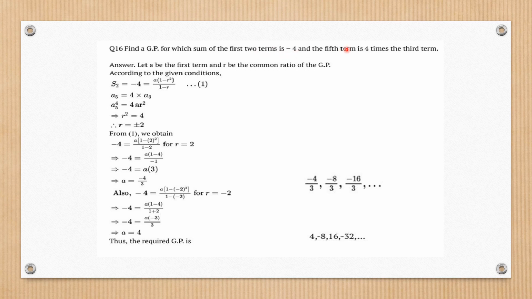Sum of the first 2 terms is minus 4, and the fifth term is 4 times the third term. The fifth term will be AR raised to the power 4, and the third term is AR square. Okay, so from here A will cancel and R square is 4, R is plus minus 2. Now I'll go back to equation number 1 and put the value of R there. For R equal to 2, I'll simply get the value of A as minus 4 by 3.